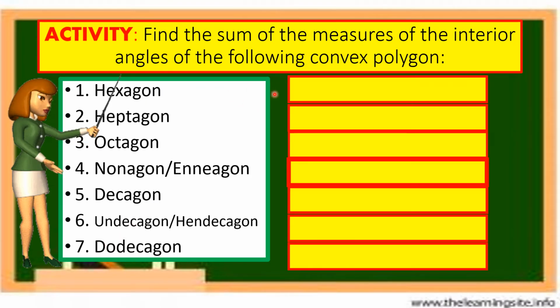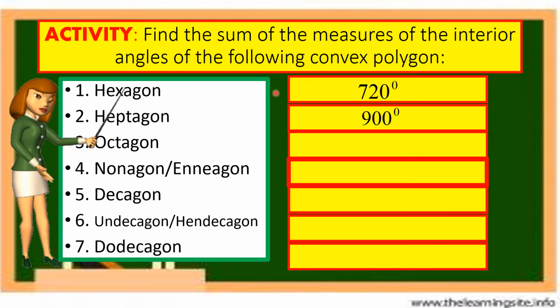For number 1, we'll be using the formula S equals N minus 2 times 180. That is 6 minus 2 times 180. And the answer is 720 degrees. For the next number, 7 minus 2 times 180. That is 5 times 180. And that is 900 degrees. Next, we have 8 minus 2 times 180. That is 6 times 180. And that is 1080 degrees.